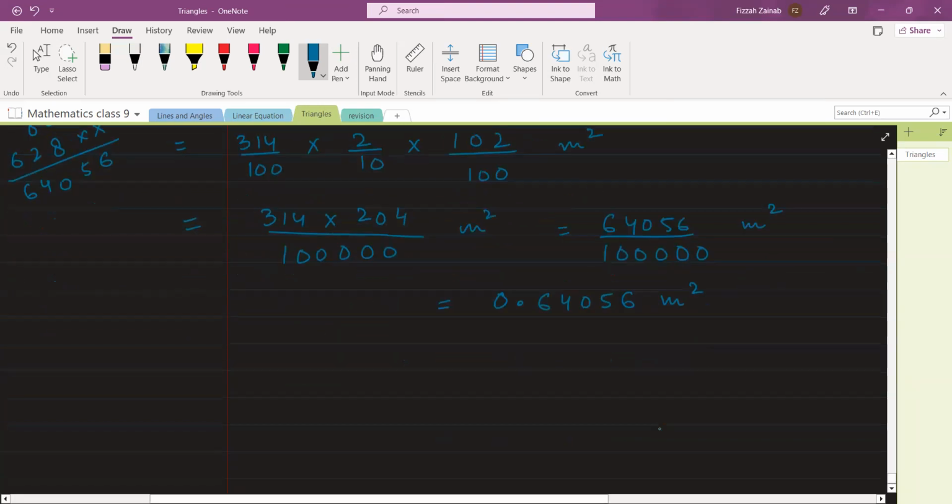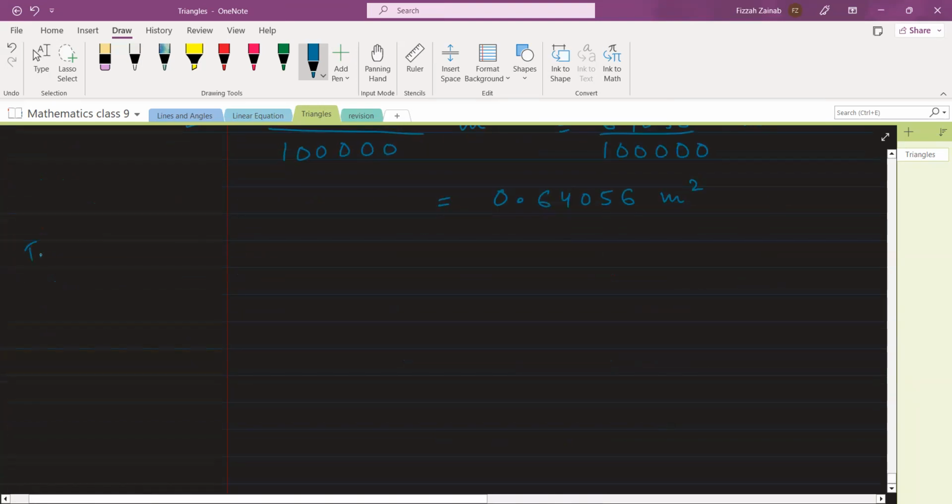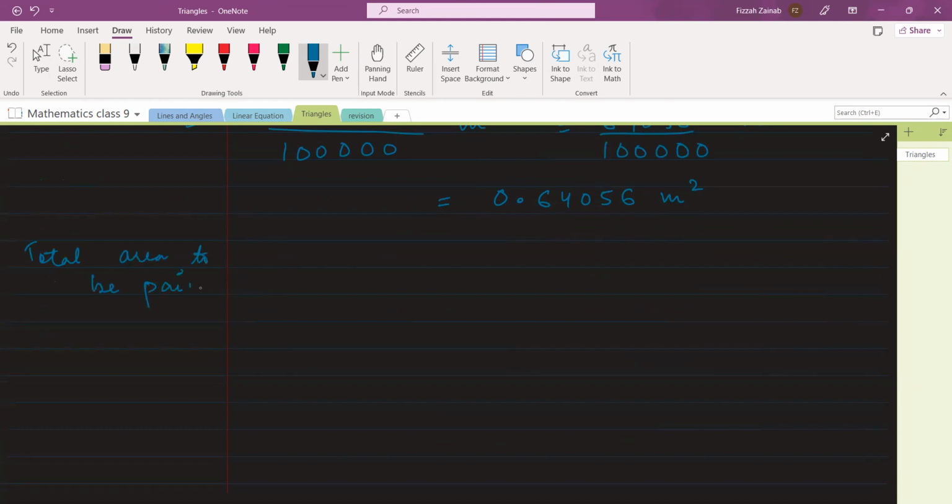Now you have 50 cones to be painted, right? So total area to be painted, that means 50 multiplied by 0.64056 meter square. Understand? Is that okay?